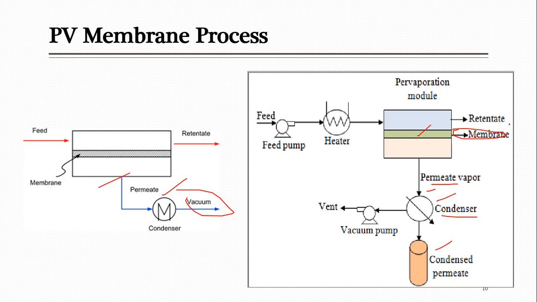Suppose there is another stage, so this retentate will go to the other stage. It will just pass through another heater, so that you just heat it up, so that evaporation takes place easily through this membrane.